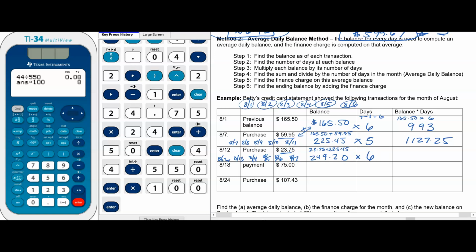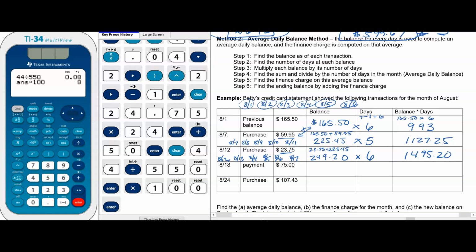You multiply the balance times the number of days, and then you end up getting one, oh, you know what? Let me see. Yep, I'm just looking at my answer key here, making sure I don't make a mistake.